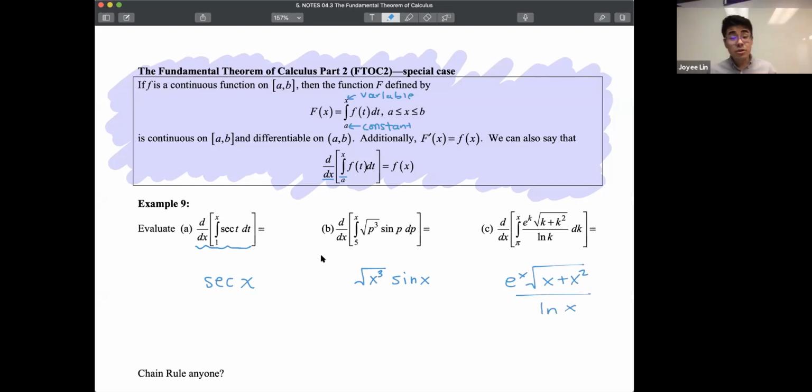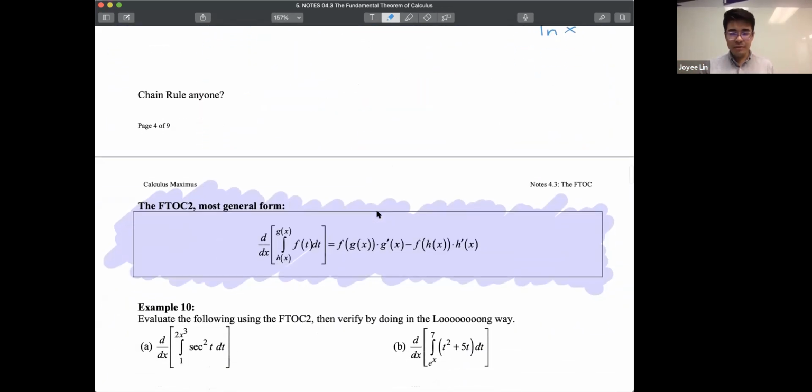A couple things you do want to note. If you were to set up something like this, make sure that the variable in your integral is different from the variable up here. They should not be the same x value, or they should not be p and p. Right, so they'll usually use the letter t, and then they'll put the x in the integral sign. So this one's pretty straightforward. Let's move on to the more complicated version of this.